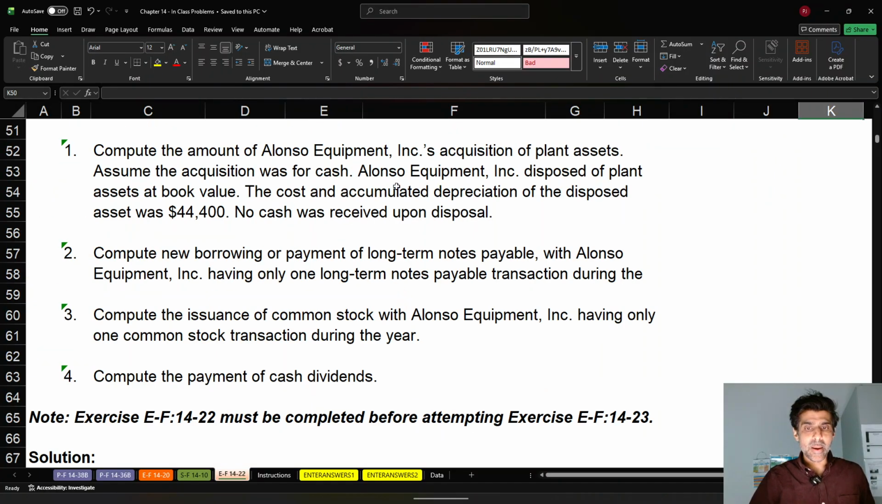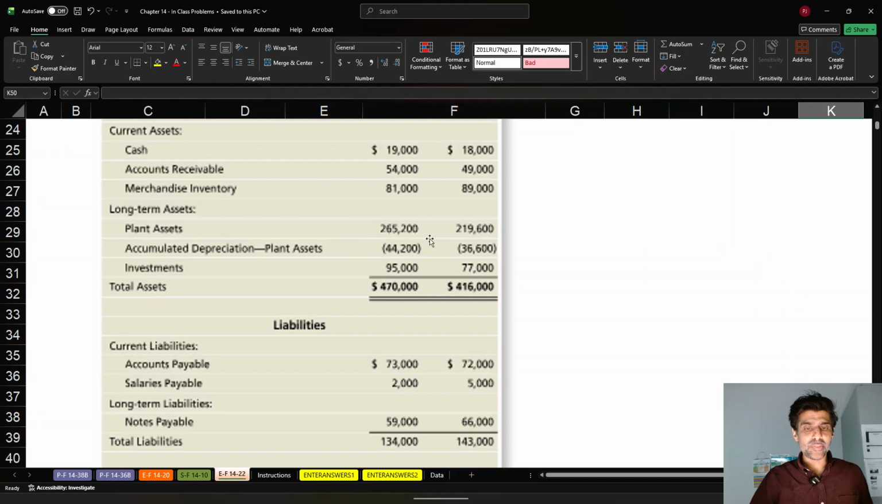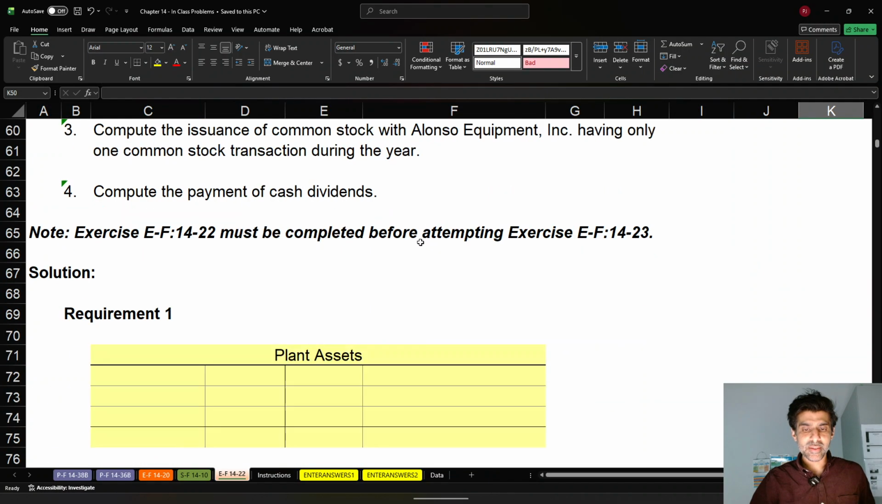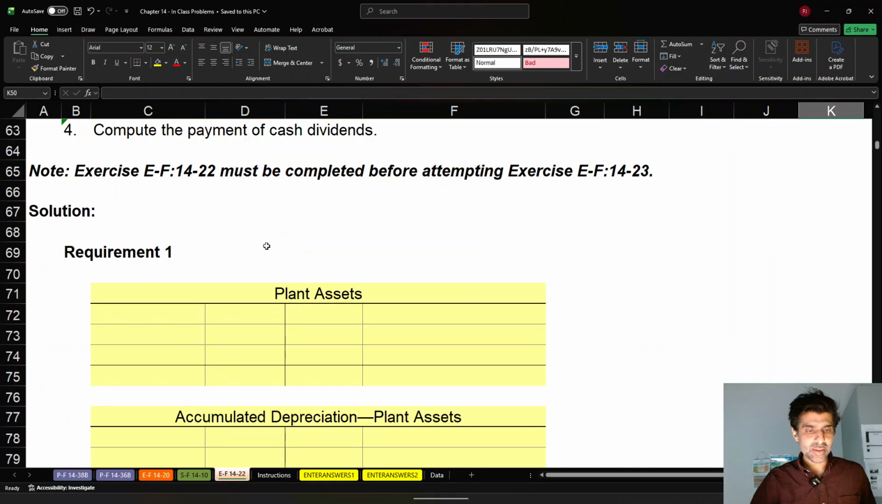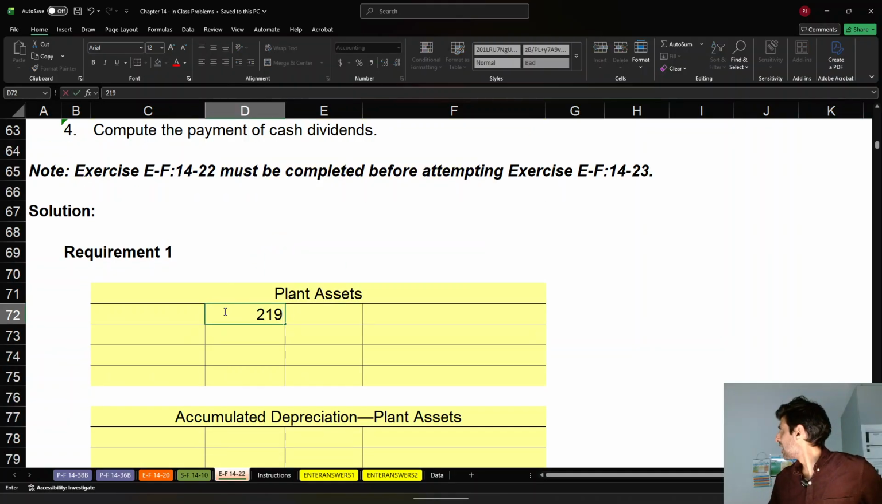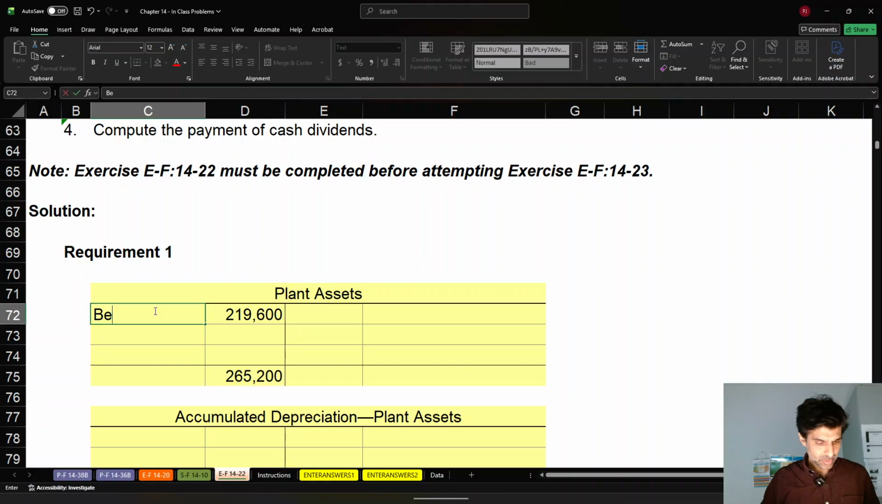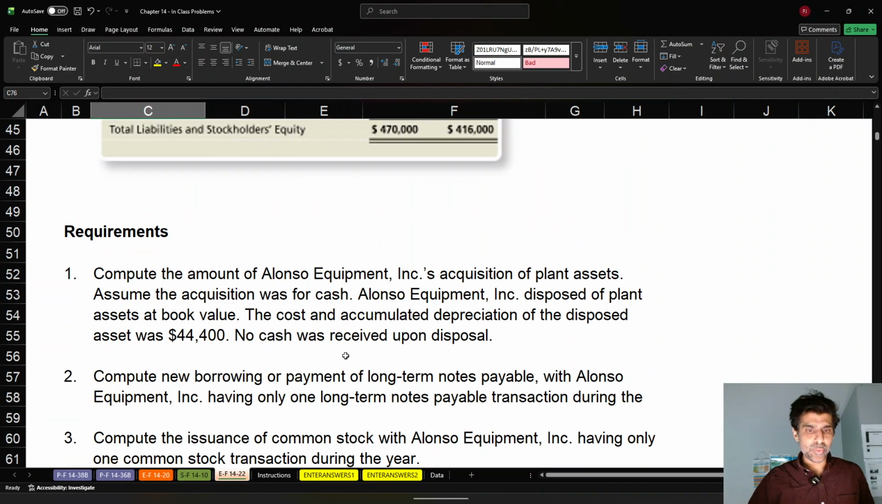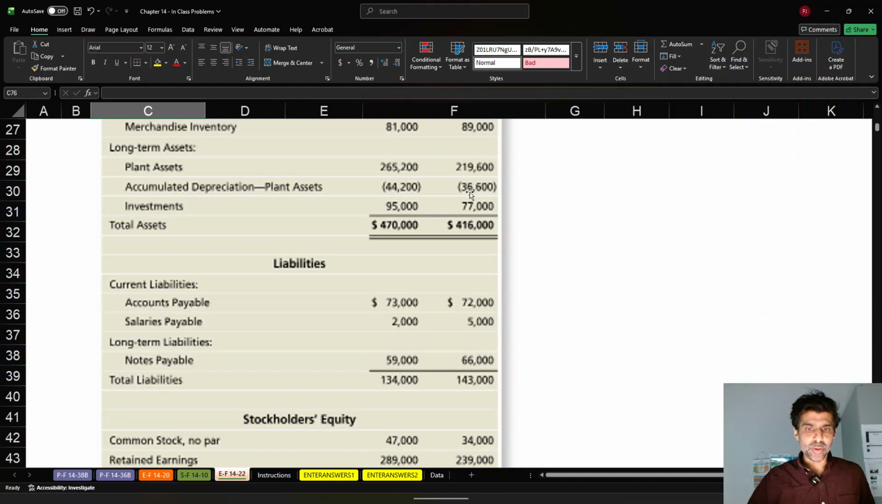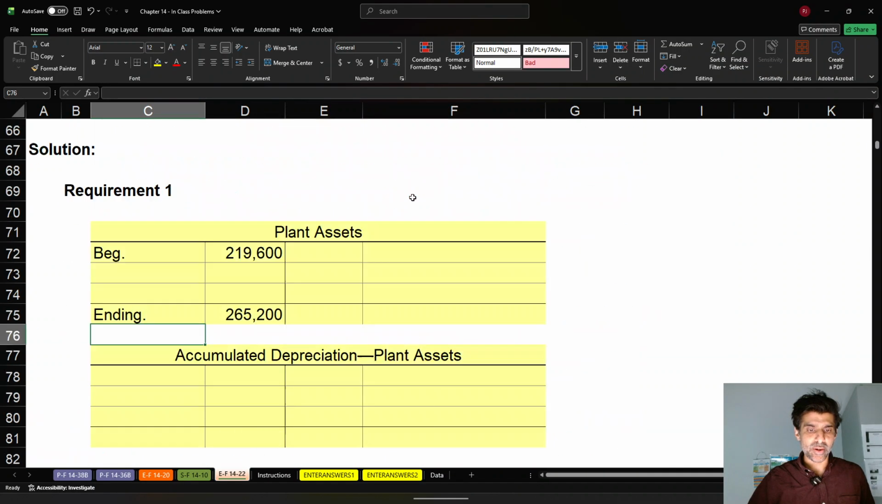Okay, so the first one is going to relate to plant assets and accumulated depreciation. If I look on this balance sheet, I have my starting and ending balances for both of these, so I'm going to fill that in first. For plant assets, my starting balance is 219,600, and my ending balance is 265,200. This is beginning balance, ending. Then for accumulated depreciation, beginning 36,600 and ending 44,200.